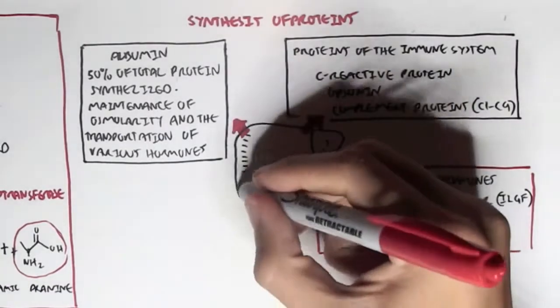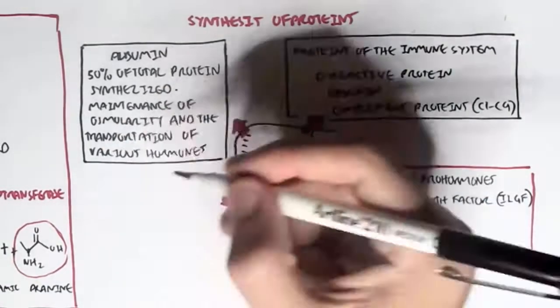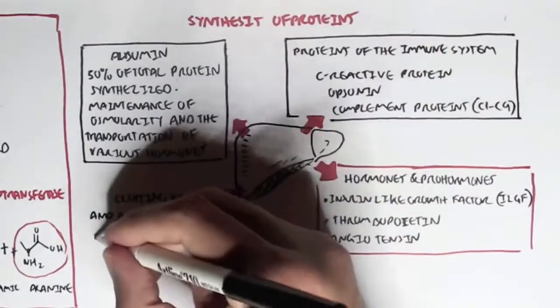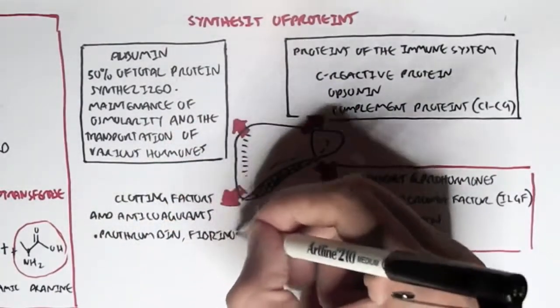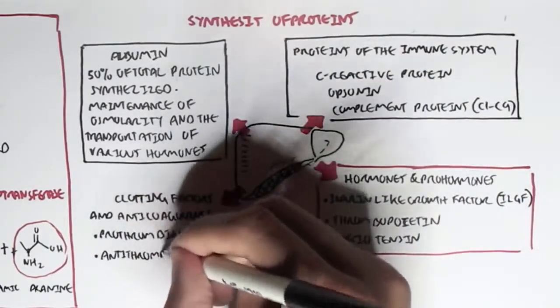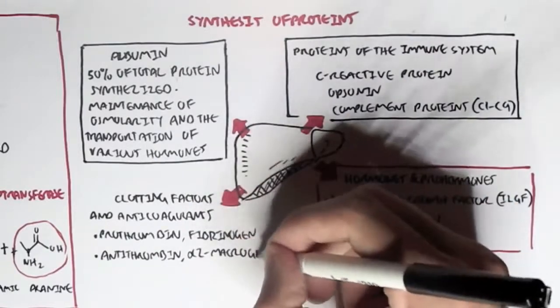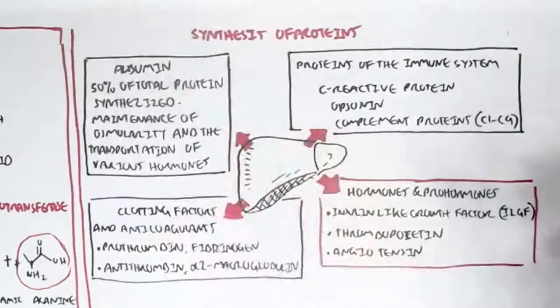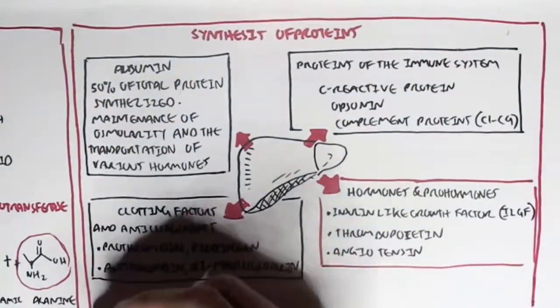The liver also synthesizes proteins that are clotting factors and inhibitors of coagulation, so anticoagulants. These are prothrombin, fibrinogen, and also antithrombin and alpha-2 macroglobulin. Prothrombin and fibrinogen you may have heard of from hemostasis in the repair of a damaged blood vessel, for example.